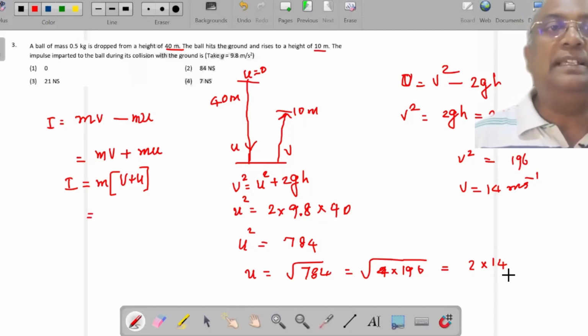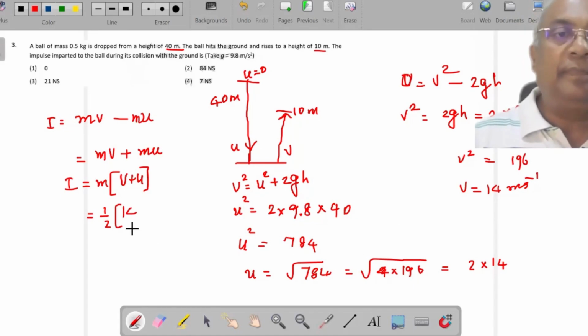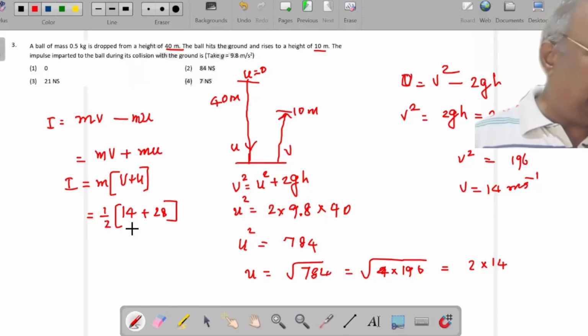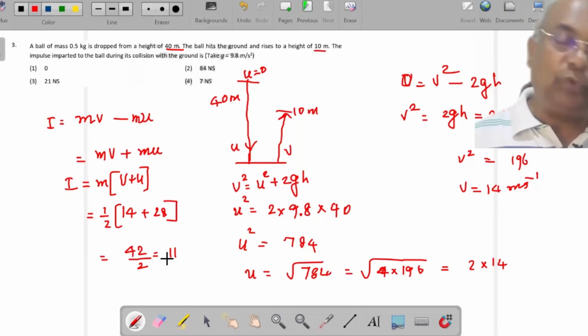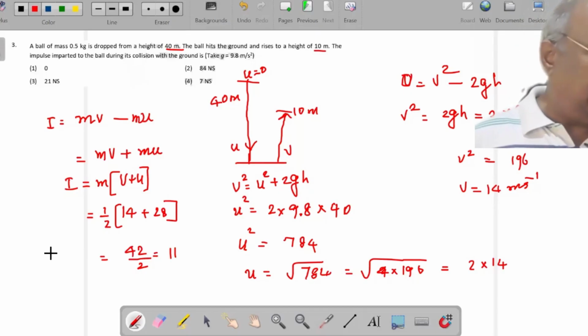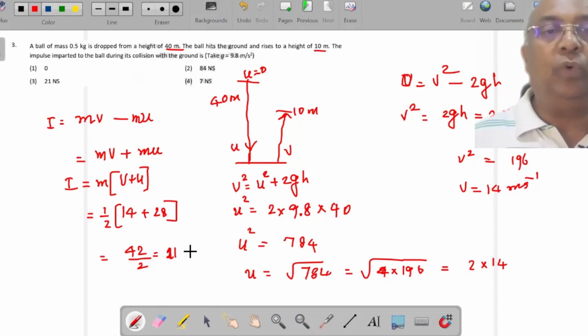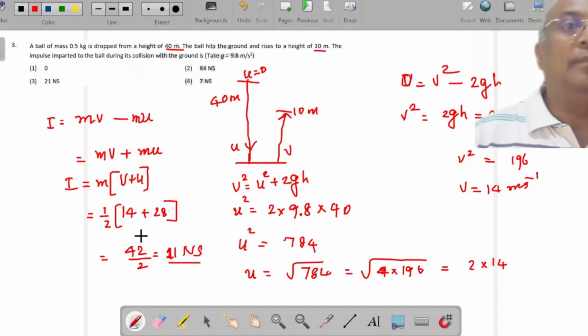So mass is nothing but 0.5, we can write it as 1 by 2. Final velocity is 14, initial velocity is 28. So 28 plus 14 is 42, by 2, which is 21 Newton second. Answer is 21 Newton second.